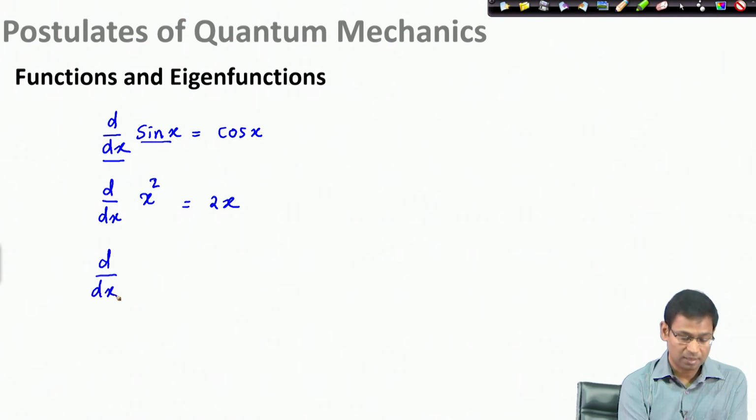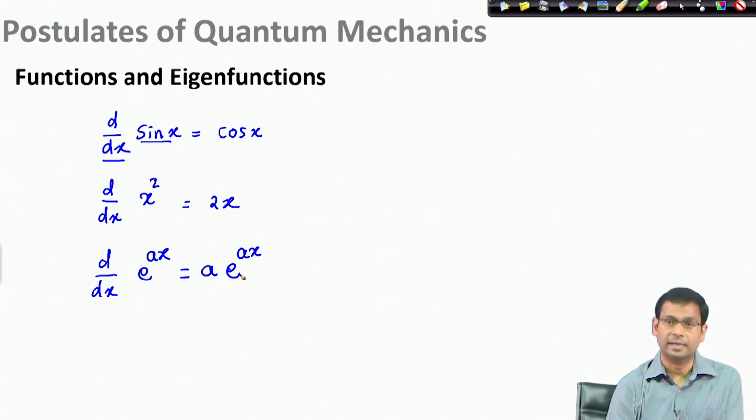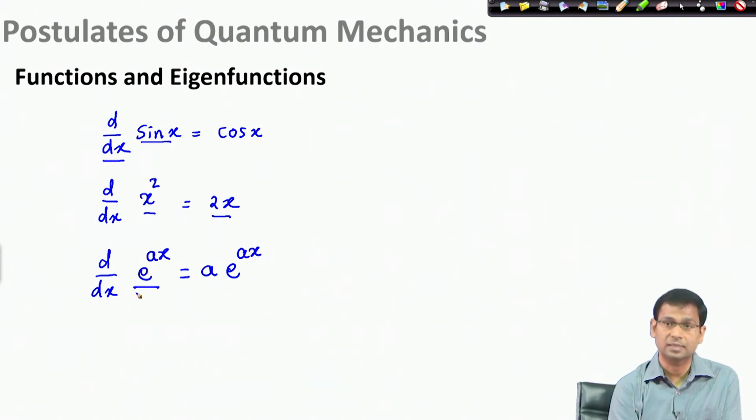The third example is that when I differentiate a function which is e to the power a x, the differentiation of this function would give me a multiplied by e to the power a x. In the first two cases, the operator acted on a function and gave a new function. In the third example, the same differential operator d by dx, when it acts on a different function, in this case an exponential function e to the power x, actually gives back the function itself. It does not give a new function, rather it gives back the function itself.